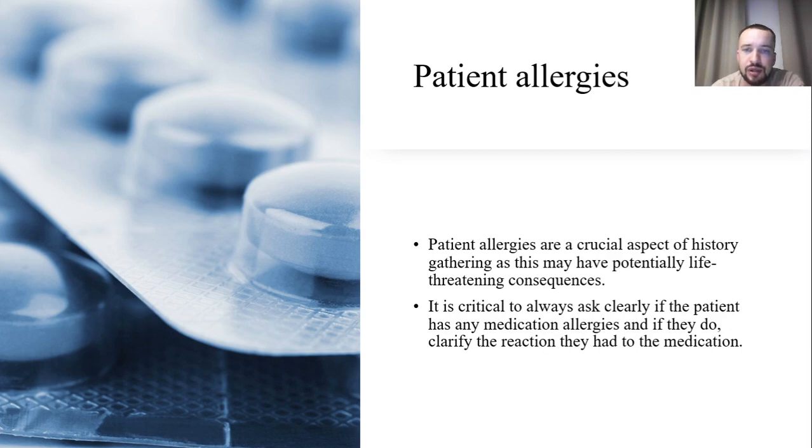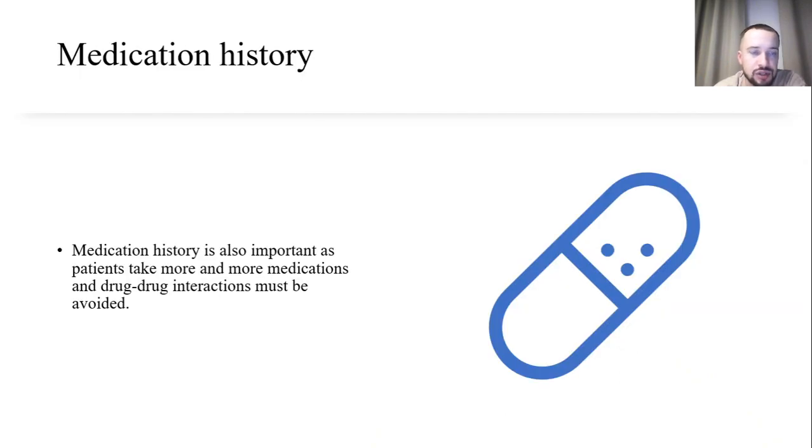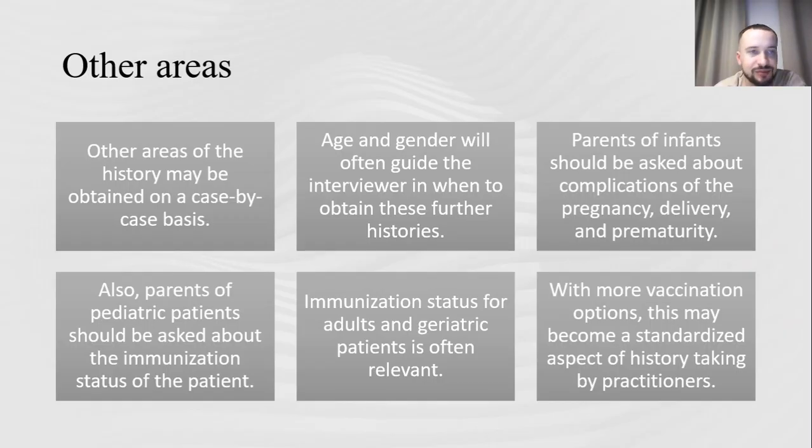Patient allergies are a crucial aspect of history gathering as these may have potentially life-threatening consequences. It is critical to always ask clearly if the patient has any medication allergies and, if they do, clarify the reaction they had to the medication. Medication history is also important as patients take more and more medications and drug-drug interactions must be avoided. Other areas of the history may be obtained on a case-by-case basis.